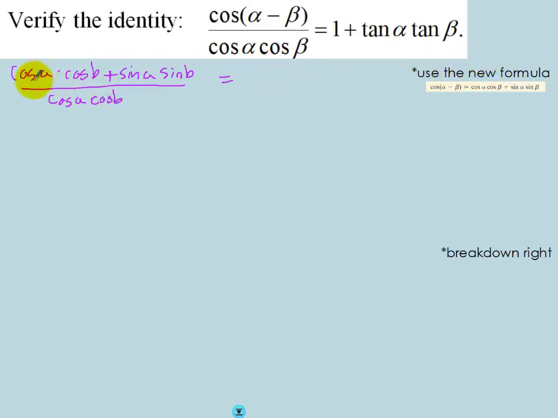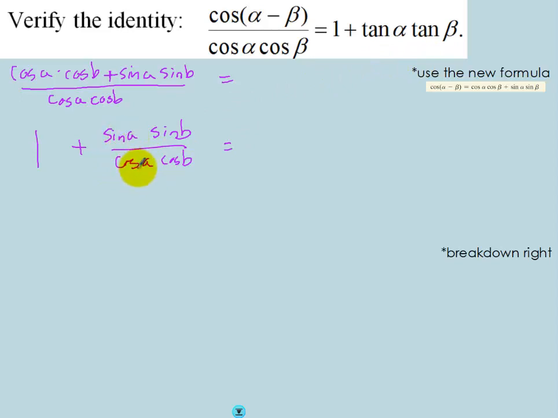So I can break this up into two parts. We're going to have two different fractions going on here. Cosine of a cosine of b over cosine of a cosine of b. Guess what? That's going to be like 1 over 1. So that's just going to be 1 plus sine of a sine of b over cosine of a cosine of b equals whatever's on the right. Now, here's the neat thing: I can go both ways. I'm going to choose to keep working on the left-hand side.